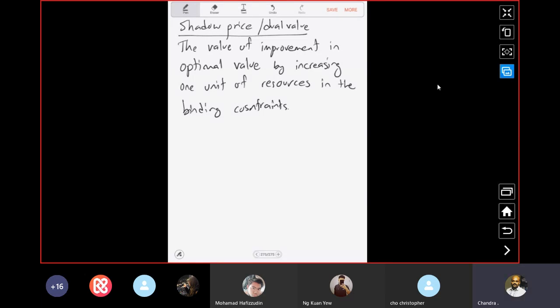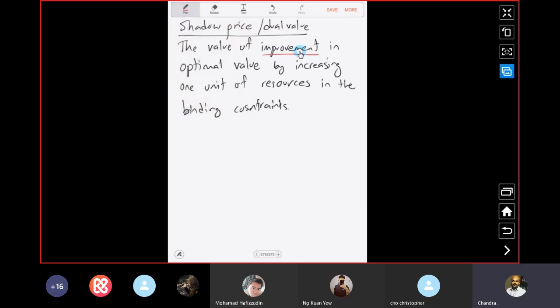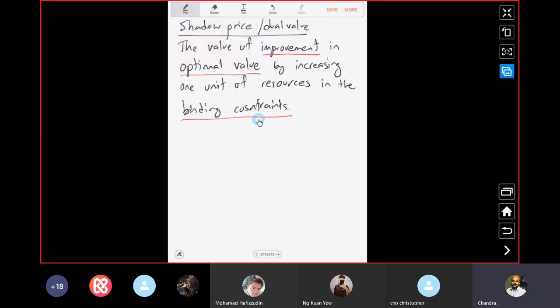The value of improvement, I would like to underline this word, improvement in optimal value by increasing 1 unit of resources in the binding constraint. Okay, we are going to focus on binding constraint only now. Now let us look at example 1. Let us show you how to calculate shadow price by looking at one example.